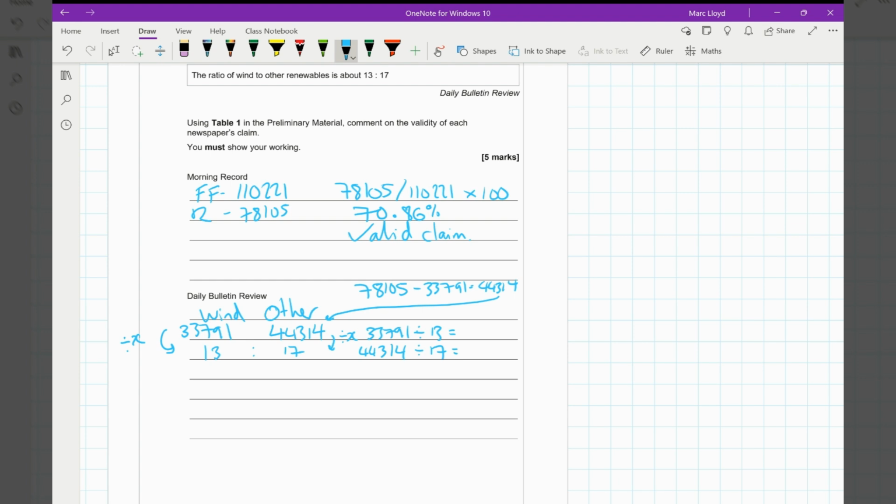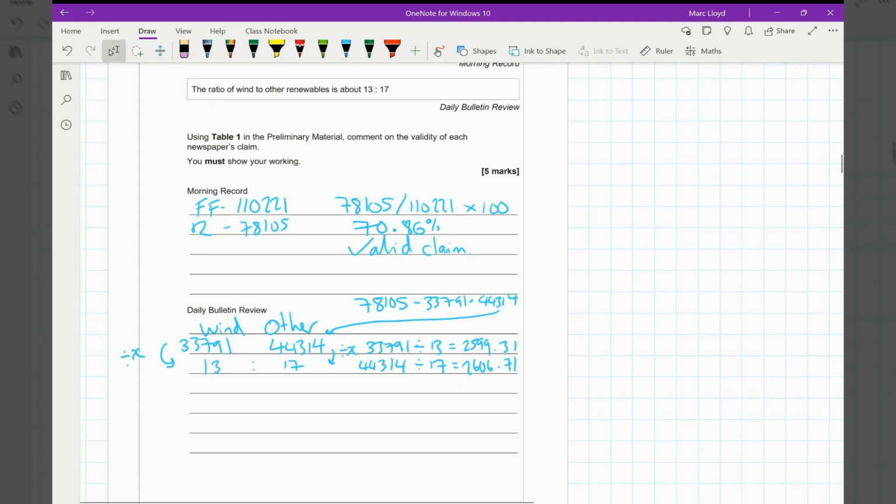Okay, 33791 divided by 13 gives us 2599.31. 44314 divided by 17 gives us 2606.71. And it's that bit there.